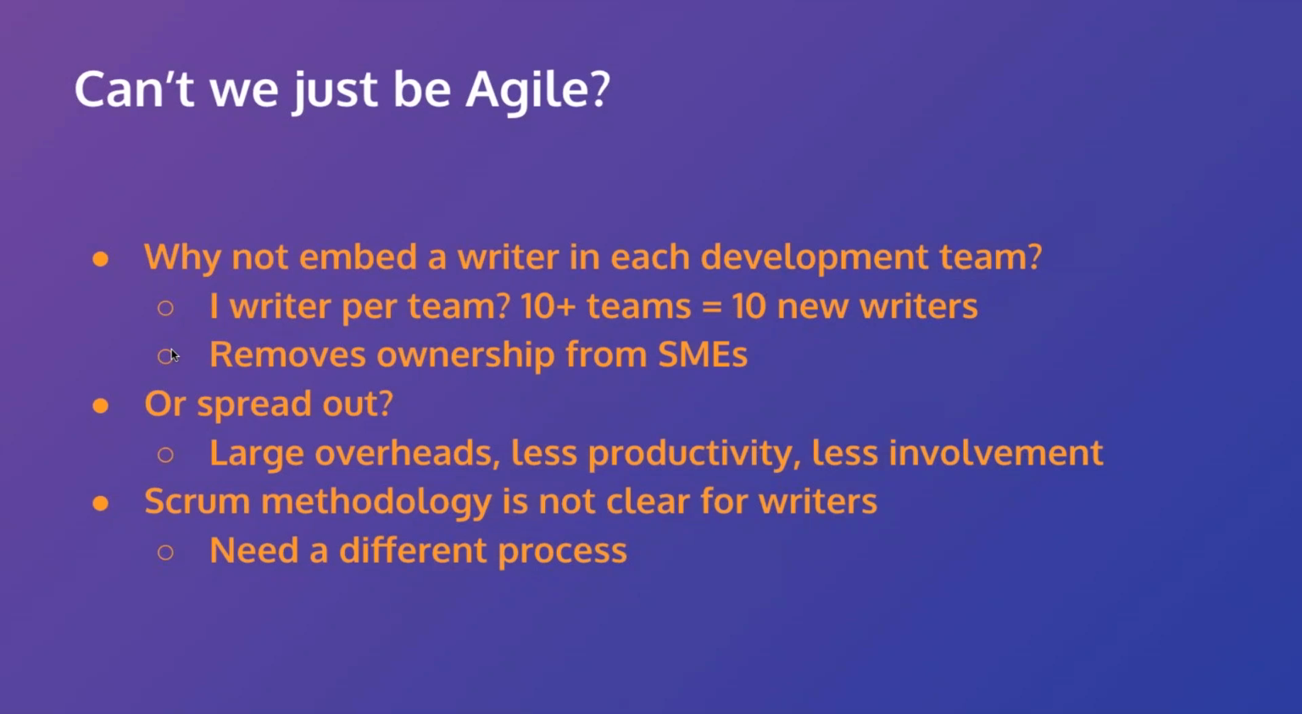And finally, Scrum methodology is not really clear. It's not very obvious what Scrum should be like for writers. It doesn't explicitly say things. And I've asked many times about this, and you usually get a shrug. Who knows? Give it a go. Yeah, so it's not very good. So I think we need a different process rather than just be agile.